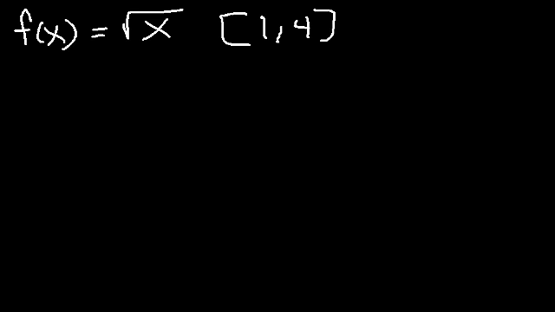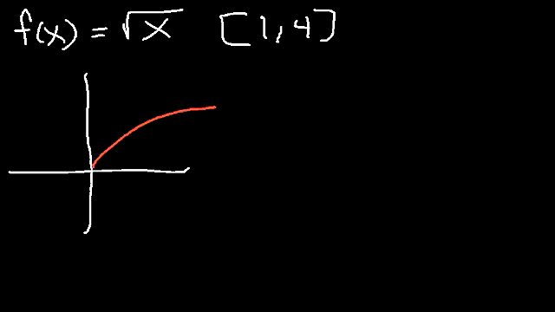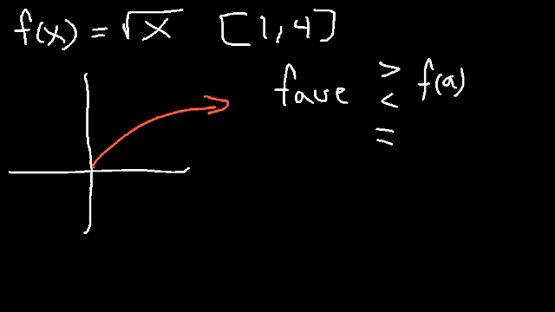Let's try this one. Let's say f of x is equal to the square root of x. And let's find the average value from 1 to 4. Now this time, we have a function that's increasing, but it's increasing at a decreasing rate, which means that it's still concave down. So do you think that the average value will be greater than, less than, or equal to the average of f of a and f of b?